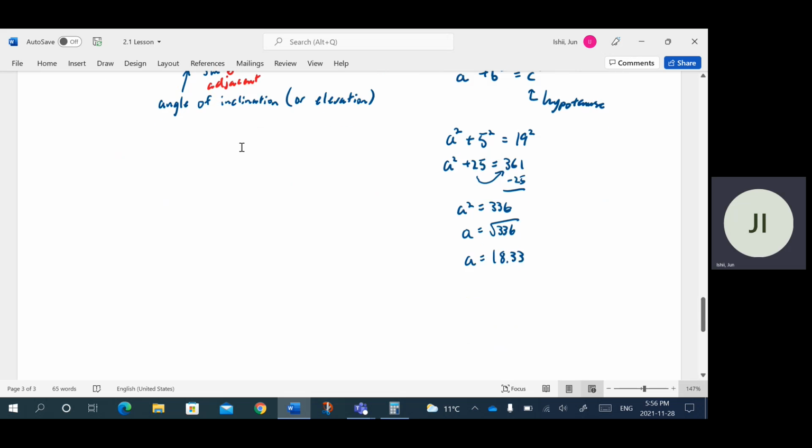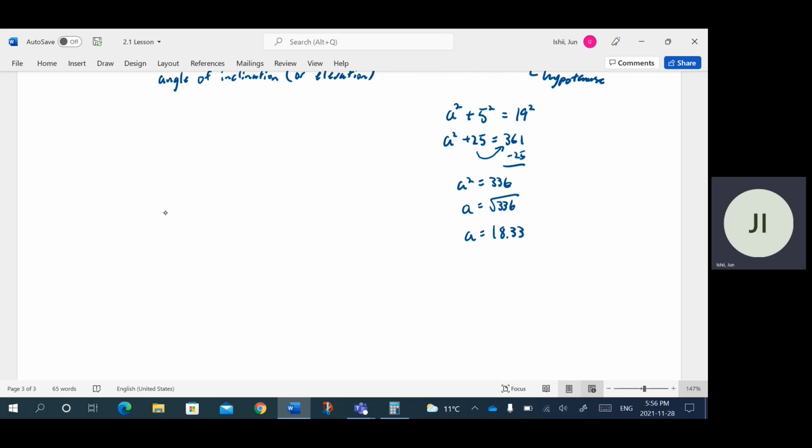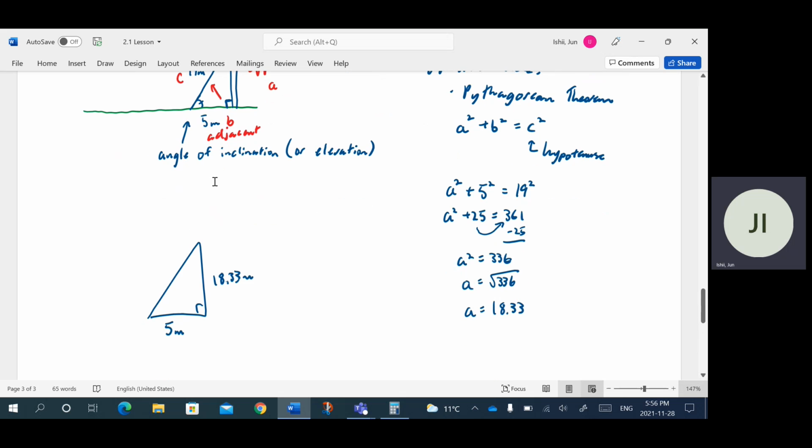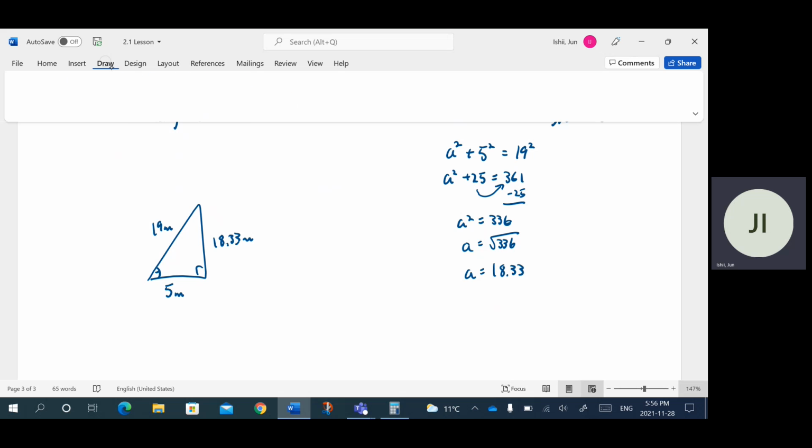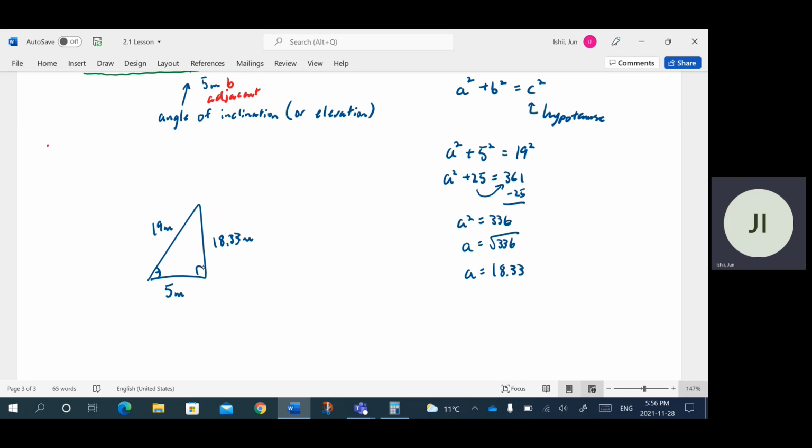All right, so I'm just going to redraw the triangle rather than keep scrolling up and down. Again, this was 5 meters. This is 18.33 meters. The hypotenuse was 19 meters. I'm trying to find this angle here. Next up, let's just label the sides here. So that's my 90 degrees. This again is the hypotenuse. Across from it here is the opposite side. This was my adjacent side.